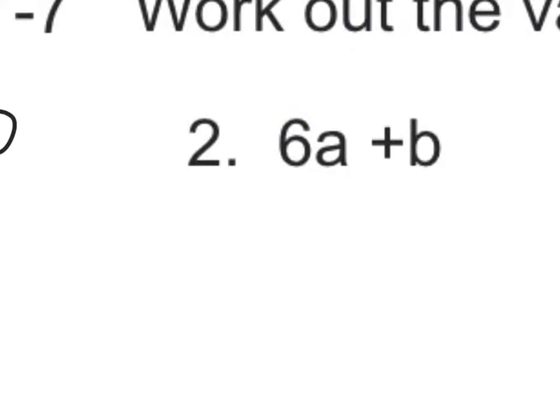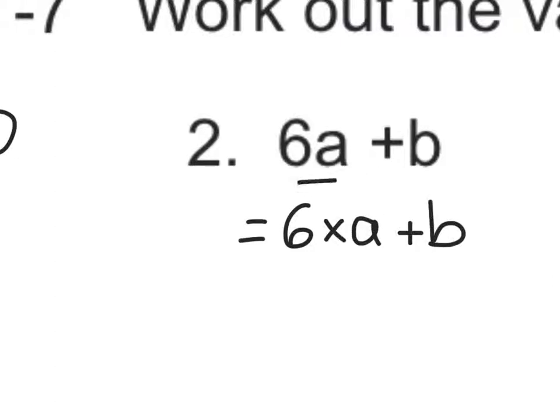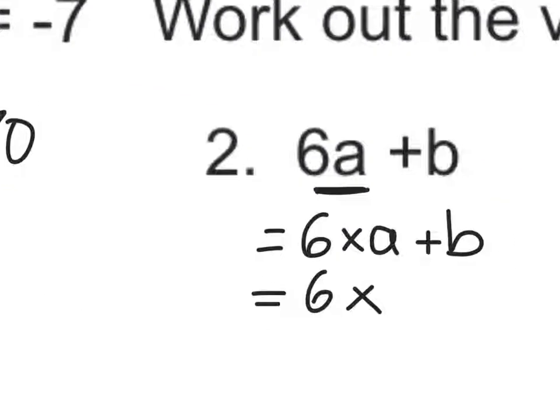Okay, so look at the next one. 6A plus B. What does this one mean? This means 6 times A plus B. Remembering the reason we don't have a times sign here is because it can look like an X and be confusing, but there is one. So this is 6 times, well, A was worth 10 and B was worth -7.